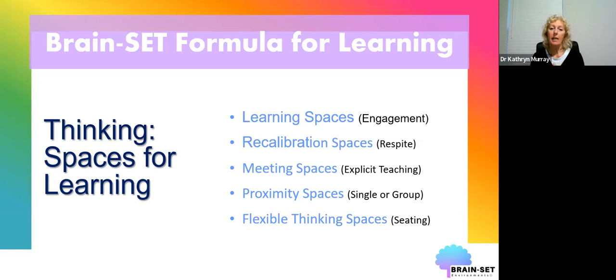The proximity space is for a single child, two children, or a small group of children, so they're in proximity with each other and oral language can happen a little more easily. Even though there's a couple of children side by side, they're not feeling threatened. Then we have flexible thinking spaces, and that's just different types of seating. That can be cushions on the floor, standing tables, or just normal tables and chairs. It can be a range of different ways that we can seat ourselves.